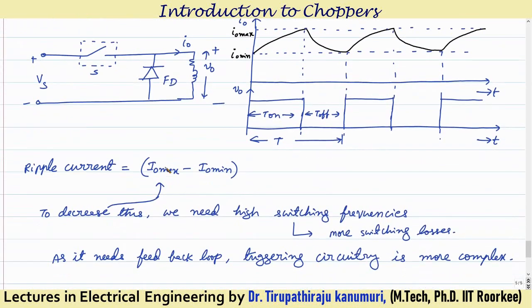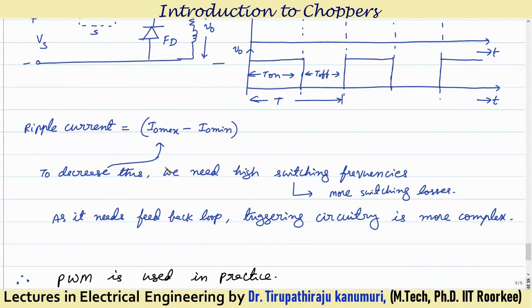Because of this, the control strategy needs some sensors, and it needs a feedback loop. So the triggering circuitry is more complex when compared to other methods. That is the first disadvantage.